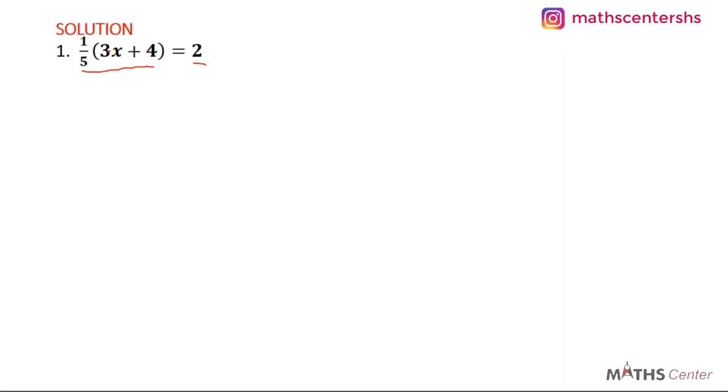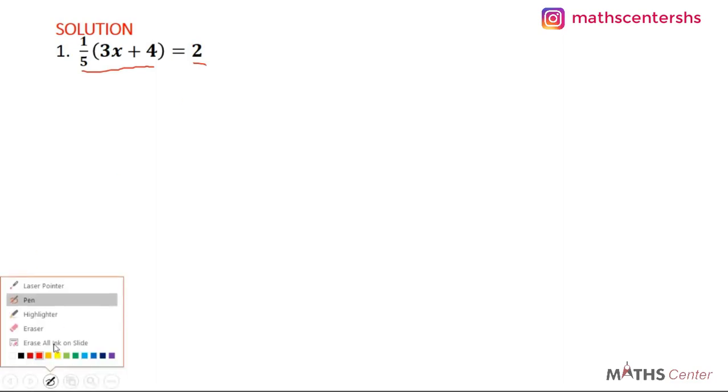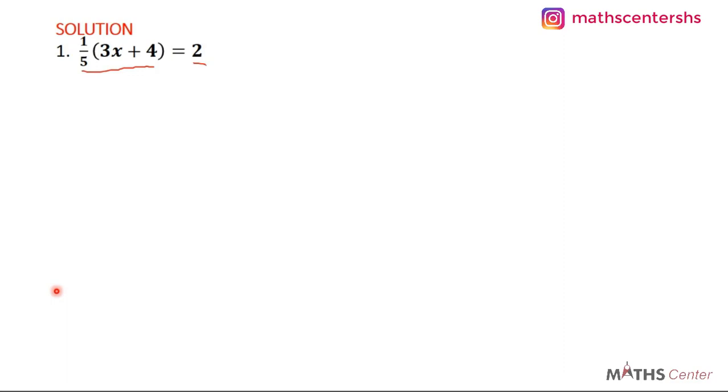1 over 5 and what is in the bracket here is multiplying. So this whole thing here is one term, and 2 here is also another term. So what you do is multiply each term by the LCM that we found. The LCM we found was 5. So you multiply the whole thing here by 5, and you multiply 2 also by 5. So 5 times everything here, which is one term: 1 over 5 into bracket 3x plus 4, is equal to 5 times the term we have here, so 2 times 5. Now after you finish with this, we should cancel out common factors.